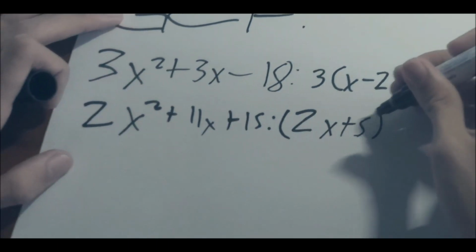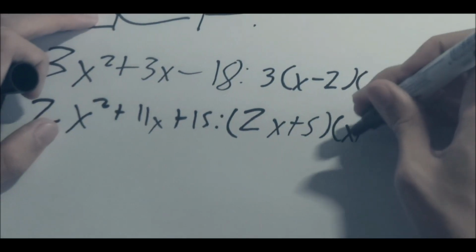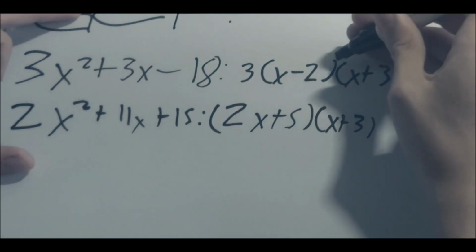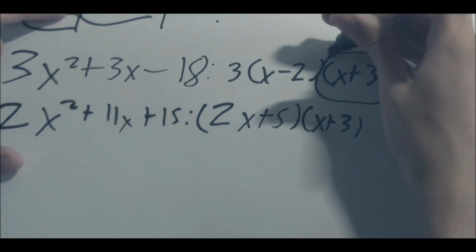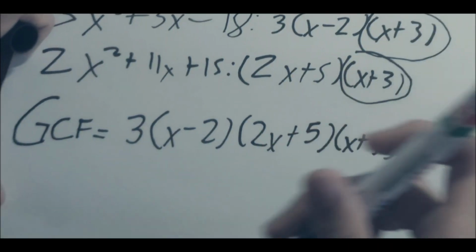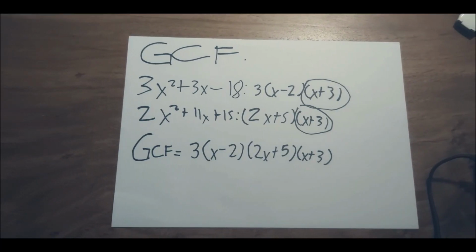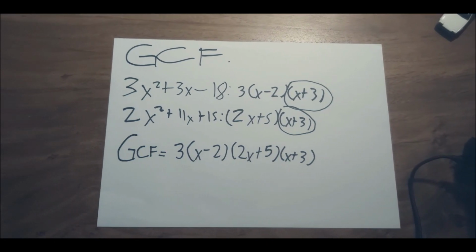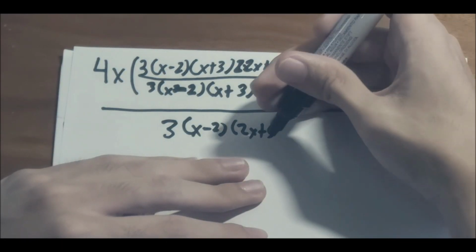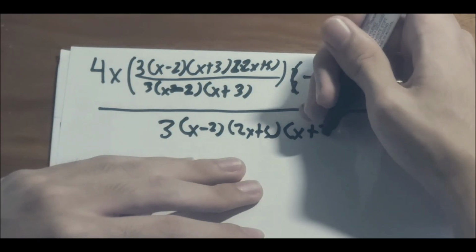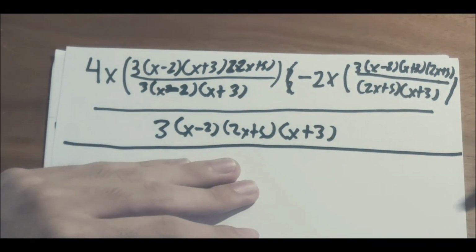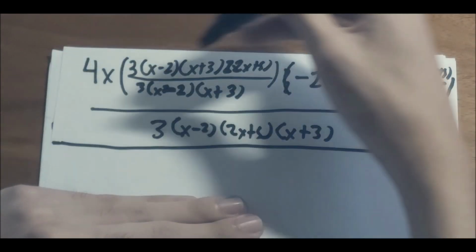For the GCF, what's common between 3 times x minus 2 times x plus 3 and 2x plus 5 times x plus 3 is x plus 3. So it only appears once in the GCF. The binomials inside the parentheses can be interchanged. After that, divide the GCF by the previous denominators of both fractions, then multiply the quotient by the numerators of both fractions, written as 4 times 3 times x minus 2 times x plus 3 times 2x plus 5.